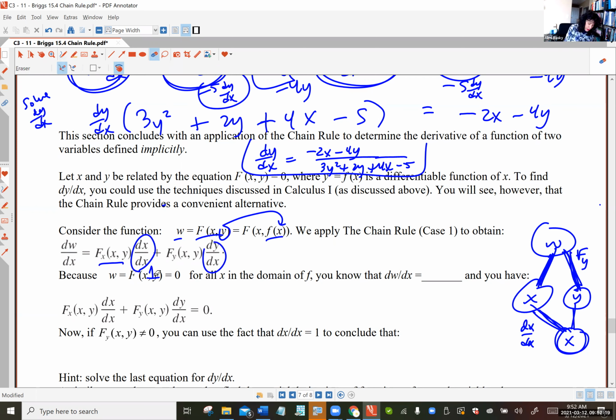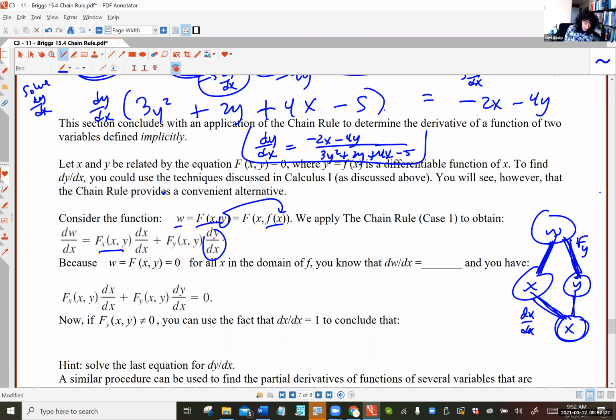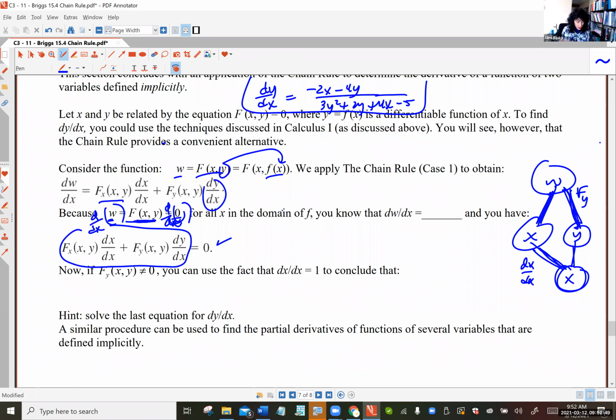Now, when you rewrite one of these Calc 1 problems and you get everything on one side and 0 on the other, your equation is going to look like your W is equal to a function of two variables equal to 0. So if you take the derivative of both sides of this equation with respect to x, you already know what dw dx is. It's this big old chain rule. And the derivative of the right-hand side, 0, is still 0. So what? Keeping in mind that dx dx is really just a 1, you're going to solve this for dy dx.